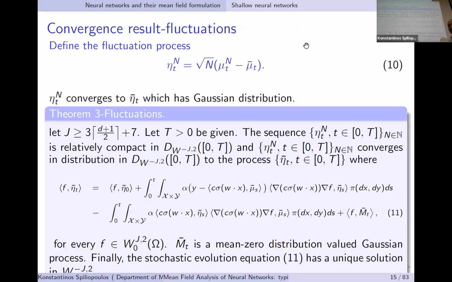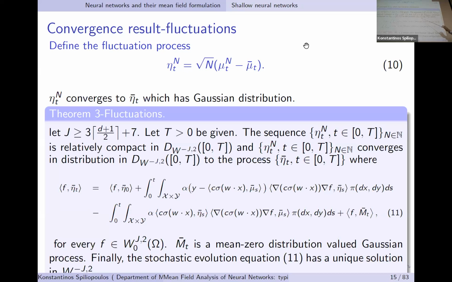So the next question was what about the error? Someone coming from applied mathematics and probability would think of the central limit theorem. That's what we did, and this is called fluctuations. You take the empirical measure, you subtract the limit, and you normalize it by the appropriate normalization. In this case, it's the square root of n.